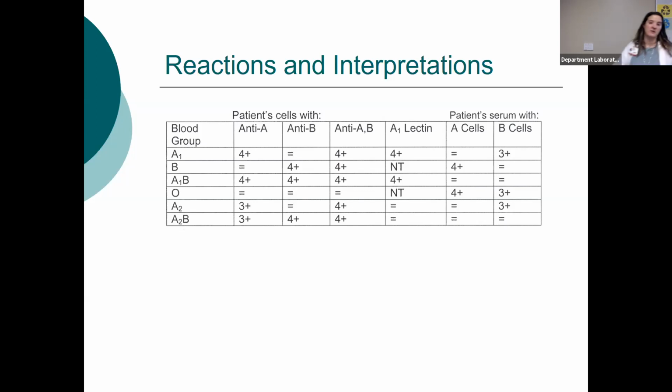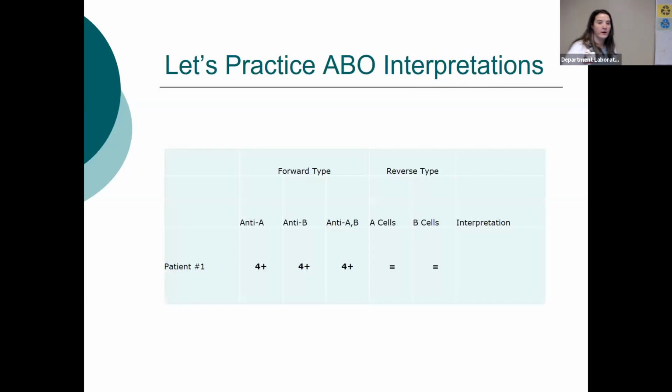All right, let's do some practice. So here's your first patient. 4+ reaction with anti-B, 4+ reaction with anti-A, and 4+ with anti-A,B. What's your front type? AB. What do you expect your reverse reaction to be? Negative with both A cells and B cells. So that's what this patient is. So this patient is AB.